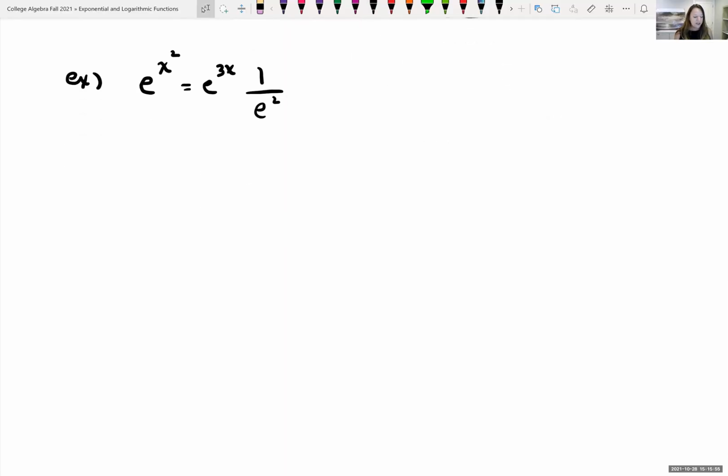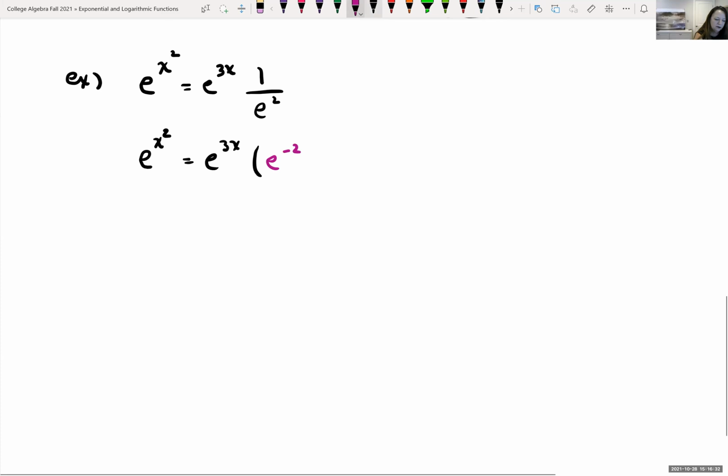So our next example, e raised to the x squared is equal to e raised to the 3x times 1 over e squared. We want to manipulate the bases to be the same. They are the same, but we just want one base of e on the right-hand side. So let's rewrite this 1 over e squared, bringing it up into the numerator. On the left-hand side, we still have e raised to the x squared equals e to the 3x, and now this is going to be times e raised to the negative 2 power.